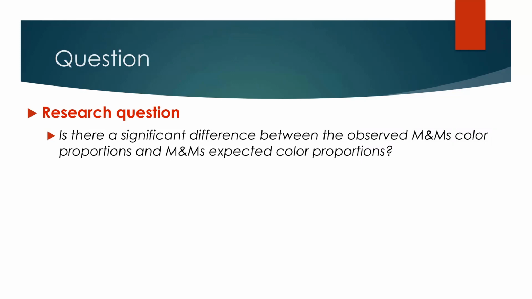The research question asks, is there a significant difference between the observed M&M color proportions and M&M's expected color proportions? Okay. So it's looking at, is there a difference, right? So we want to compare, that's our comparison there, between the observed and whatever the variable is, and then the expected and whatever the variable is. So the variable is listed twice, one in the observed, one with the expected, right? Because we have an observation with our variable, and then we have the expectation with our variable.